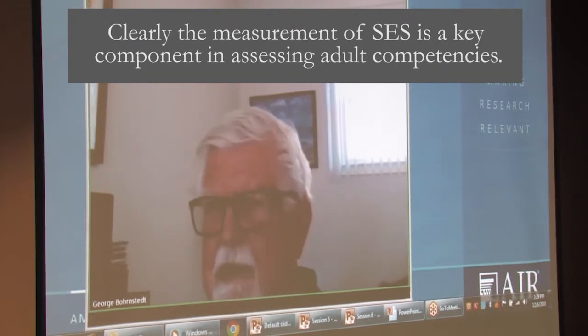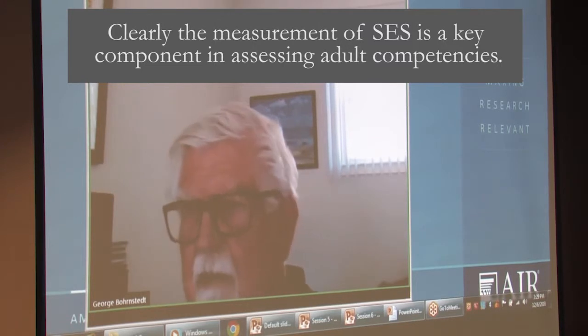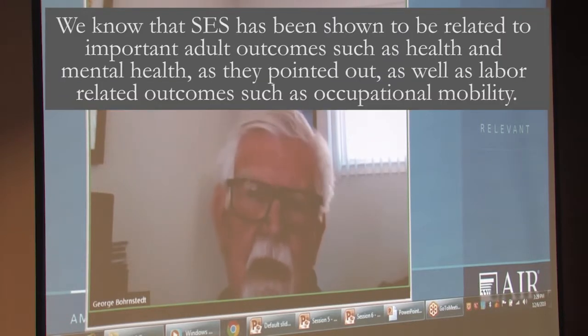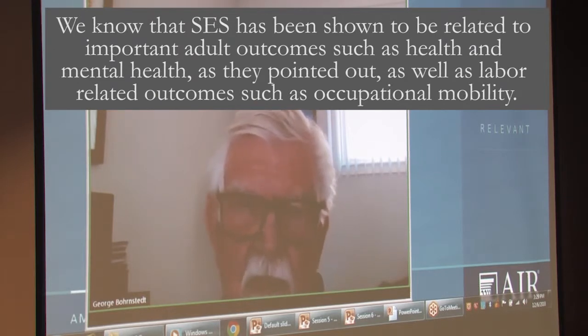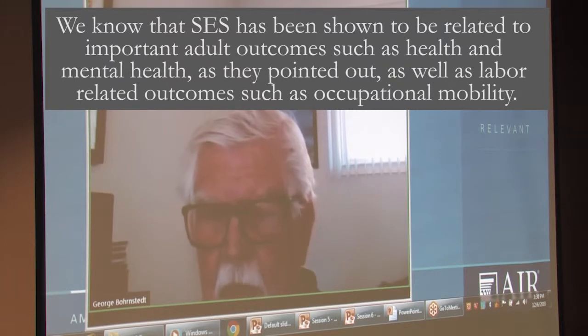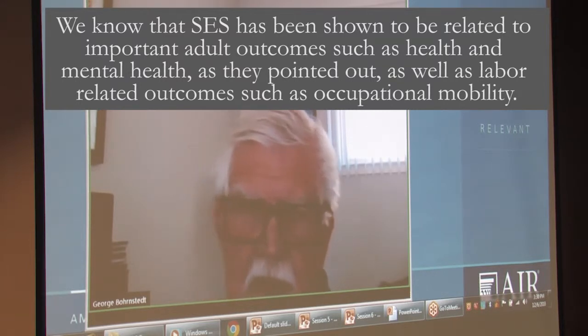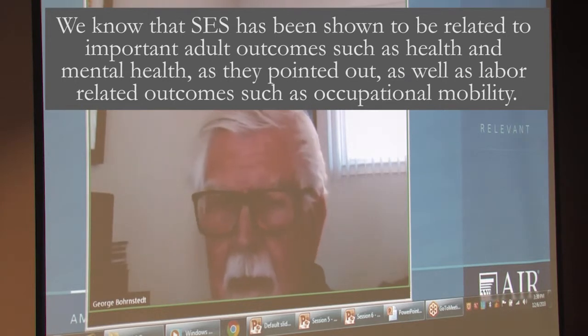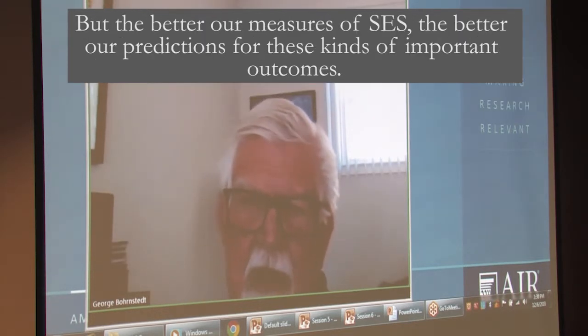Clearly, the measurement of SES is a key component of PIAAC, which assesses adults. We know that SES has been shown to be related to important adult outcomes such as health and mental health, as they pointed out, as well as labor-related outcomes such as occupational mobility. So the better our measures of SES, the better our predictions for these kinds of important outcomes.